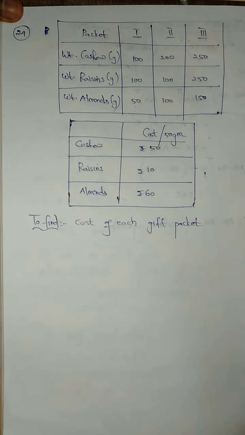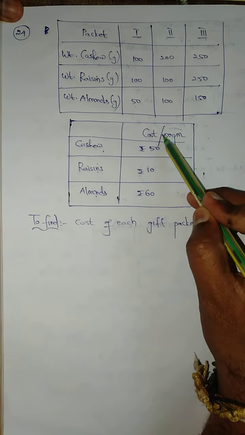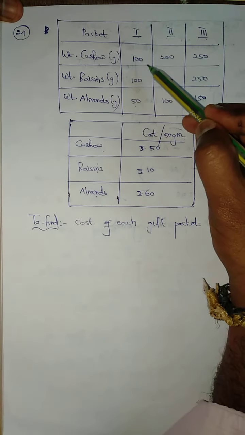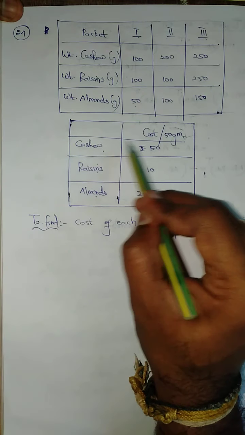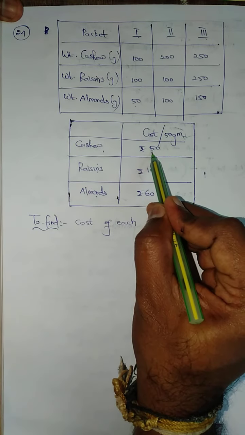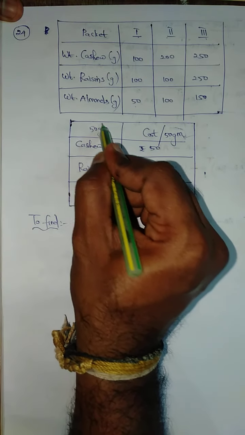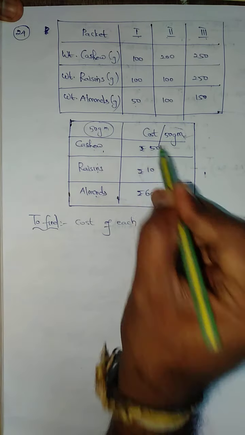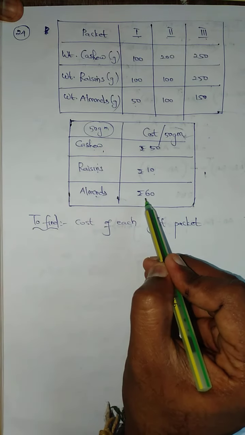They have given the cost for cashew nut, raisins and almonds for 50 grams only. But totally we have taken 100 grams, while they give the cost for 50 grams. Listen very carefully. 50 grams of cashew nut is rupees 50. 50 grams of raisins is rupees 10. 50 grams of almonds is rupees 60.